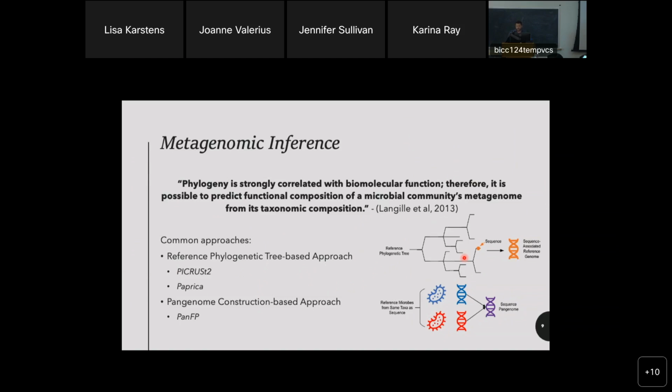The other common approach is the pangenome construction-based approach. And here, pangenomes for each microbe identified in a sample are generated by combining all genomes from microbes in the reference dataset that have the same microbial taxa. And a metagenome for this is constructed by aggregating all pangenomes associated with each microbe present in a sample.